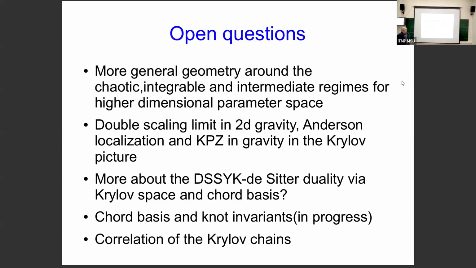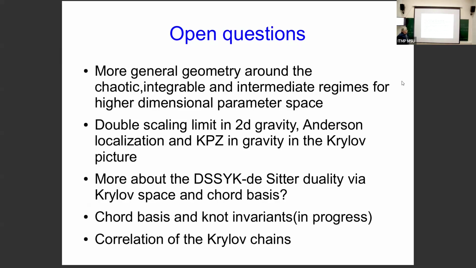And of course, there are a lot of open questions. So we considered only the two-parameter space. When we consider, for instance, a three-parameter space, there could be more complicated geometry, maybe more complicated regularity. So it's an interesting question to investigate Anderson localization and KPZ in gravity, in the Krylov picture. To some extent, it's an open question.